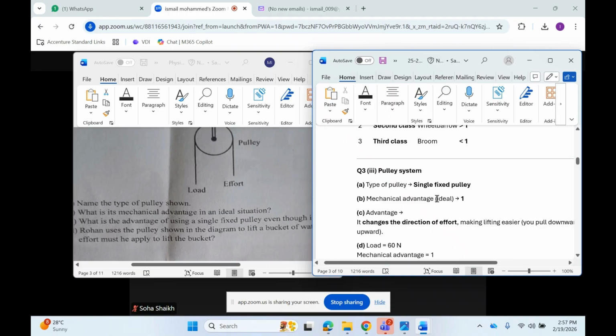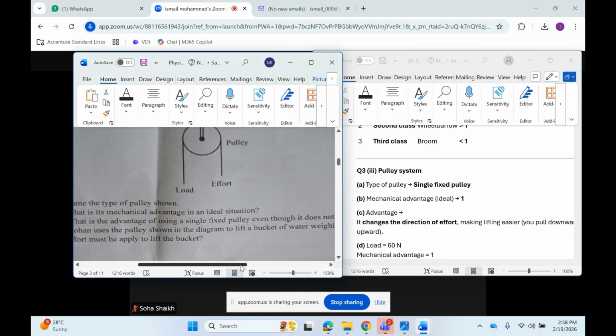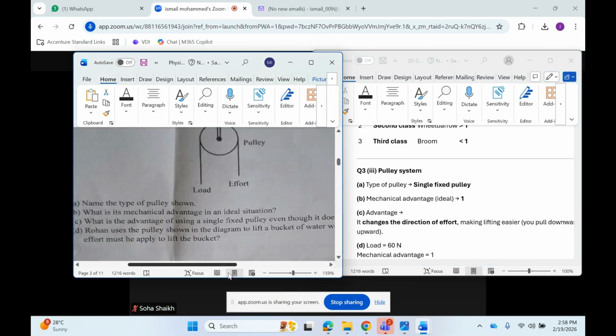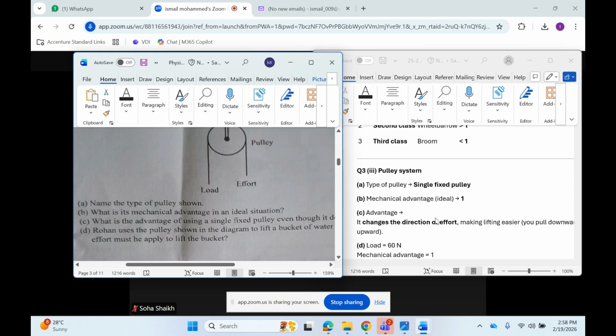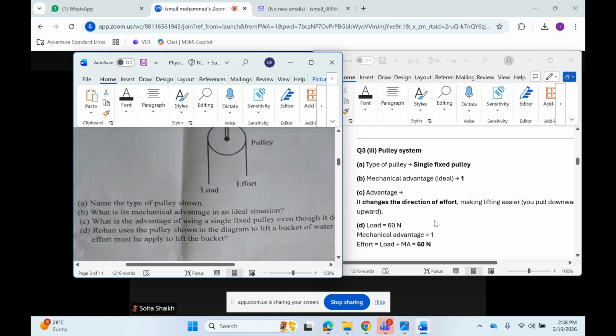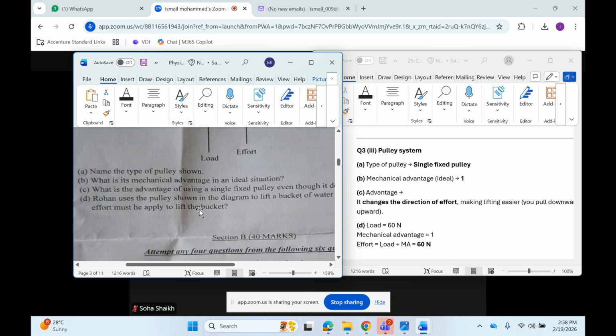This type of pulley is called a single fixed pulley. Name the type. Mechanical advantage is ideally 1. Advantage of using a single fixed pulley: even though it does not reduce the effort, because it changes the direction of effort, it makes work easier. That is the advantage. Next one, Rohan uses the diagram shown in the bucket of water.